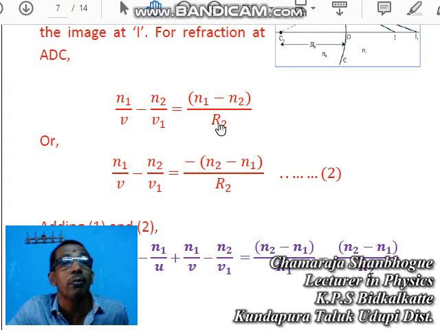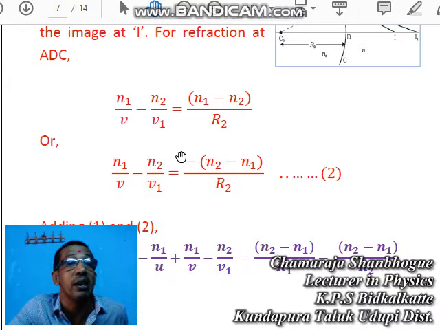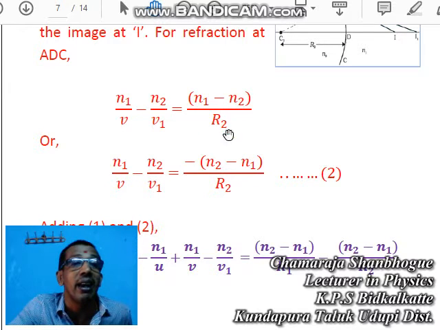Here, for the right hand side, we take minus outside, so that it becomes n2 minus n1 by R2, because a minus b can be written as minus of b minus a. So n1 by v minus n2 by v1 is equal to minus of n2 minus n1 by R2. This step is very important. You often miss this step. What we did here is just write a minus b as minus of b minus a.